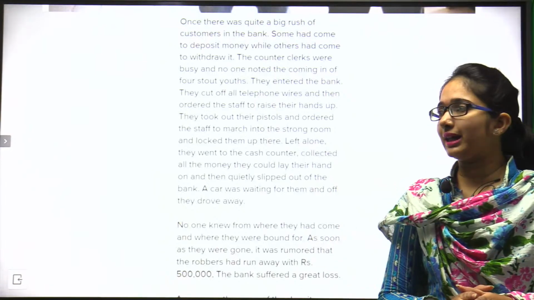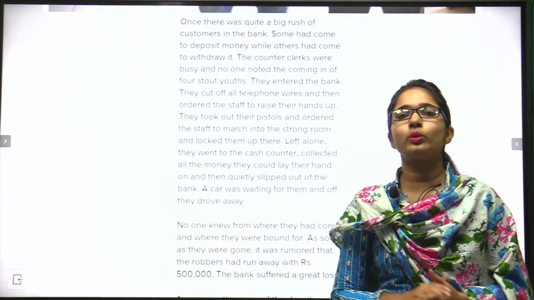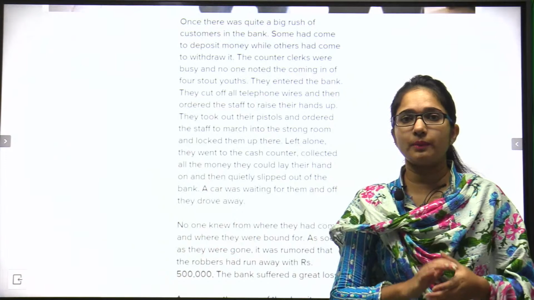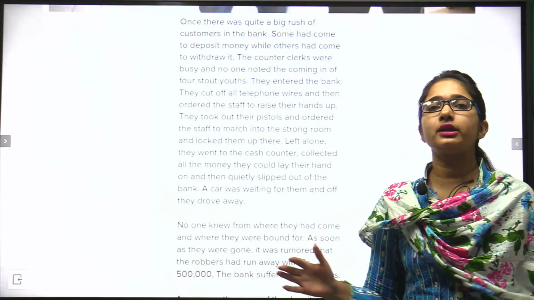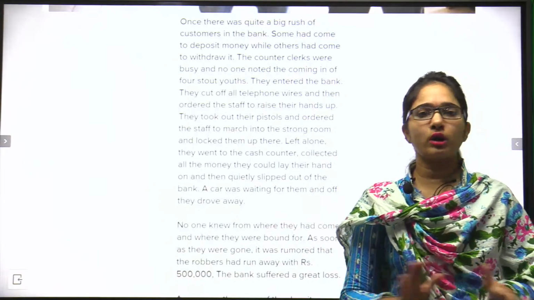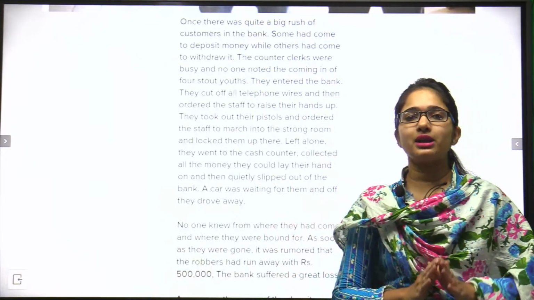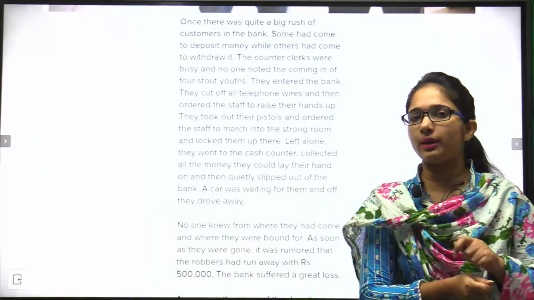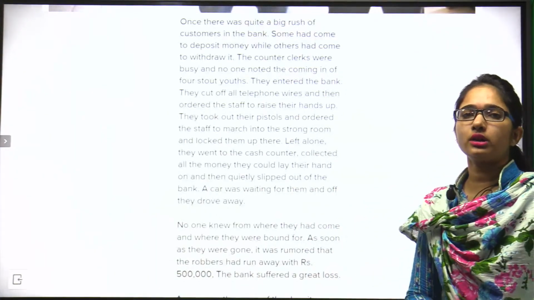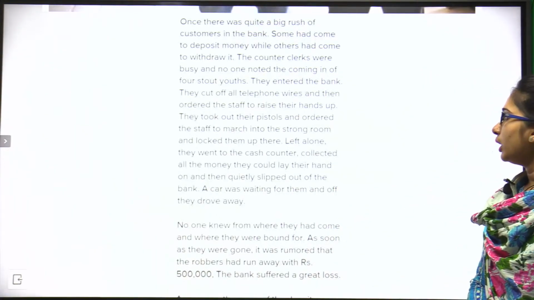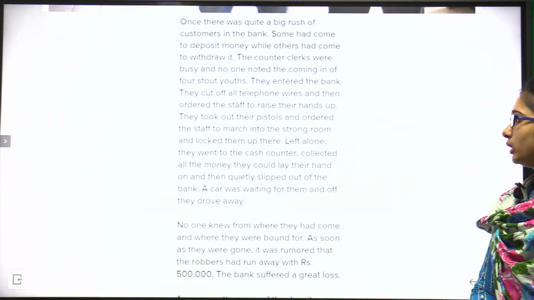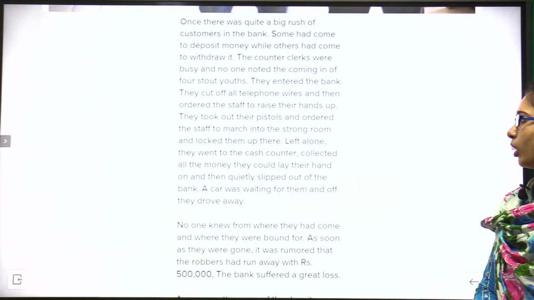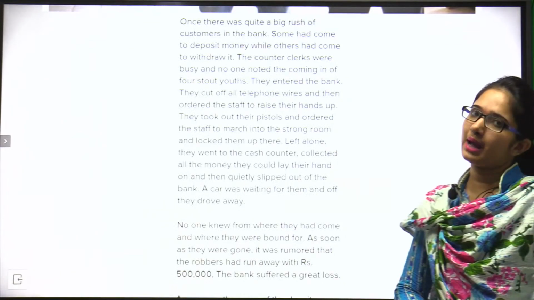These dacoits collected all the people who were there in the bank. All the staff members of the bank were collected in a room where there was no communication system, and these thieves locked them in the room so that they could not come out. Left alone, they went to the cash counter, collected all the money they could lay their hands on, and quietly stepped out of the bank.